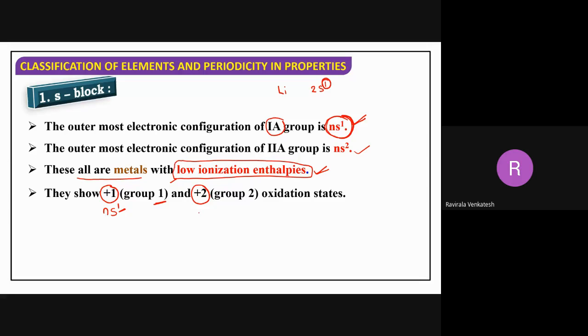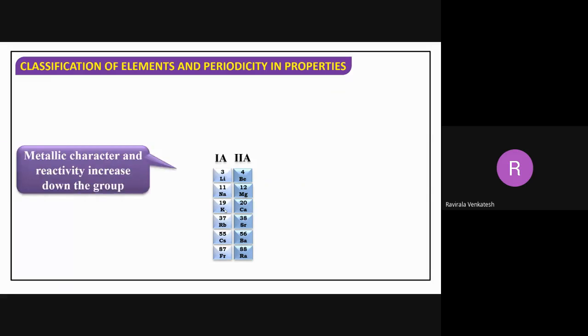Now, if you observe second group elements, the configuration will be ns2 configuration, right? So how many electrons can it lose here? Only 2 electrons it can lose here, right? So it will get +2 oxidation state. So s-block elements can show 2 different oxidation states. First group will show +1, second group will show +2. This is about the s-block elements, isn't it?